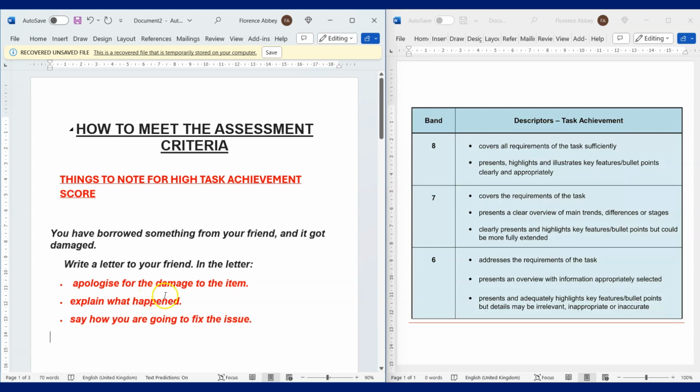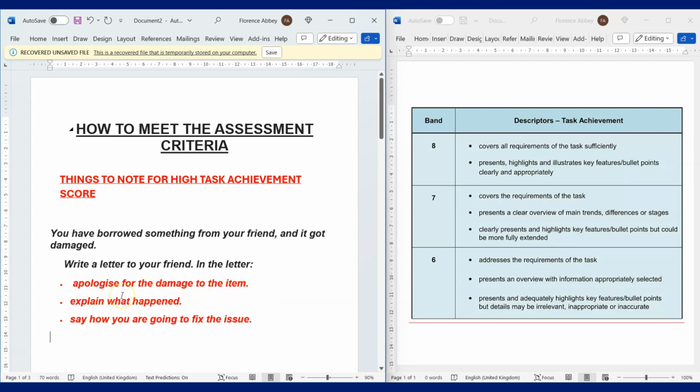So the examiner might see that it is irrelevant information, or it might be inappropriate. That means that it doesn't fit where you are trying to put it. So you must be very careful. And also it might be inaccurate. That means that the sentences or the words that you are using are not right, or the knowledge you are trying to bring out is not accurate. Okay, so you might be able to understand. Maybe you try to apologize for the damage of the item.